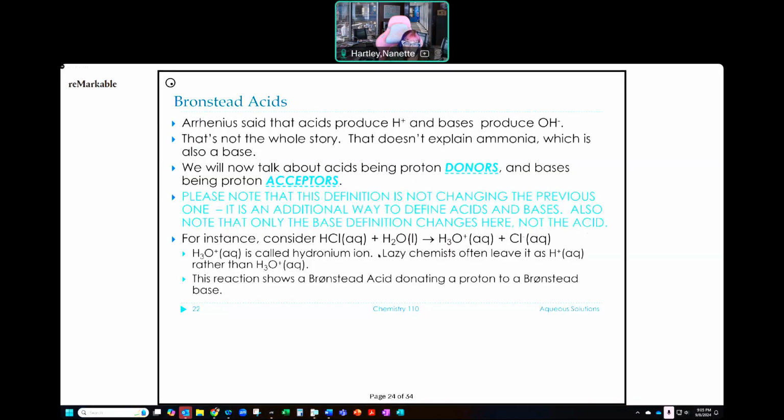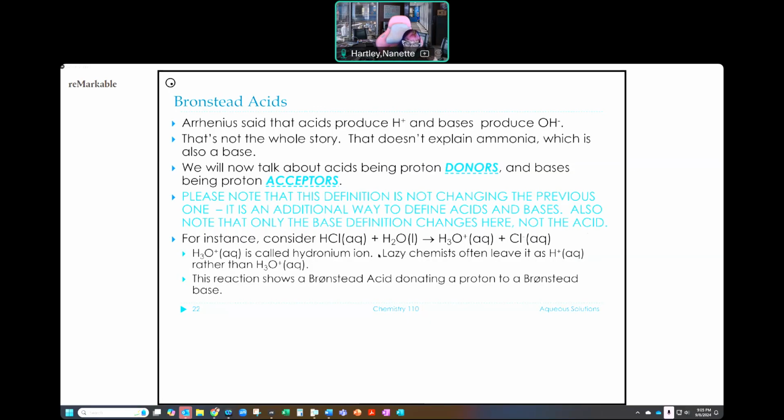Now, Bronsted acids. When we talk about that definition that I just talked about as things that give up H plus or they give up OH minus, that was an Arrhenius definition. So there was this guy, his name was Arrhenius, and that was how he defined them. Okay. There's a more general definition that this guy Bronsted came through, and he said, well, that doesn't really suffice because it doesn't explain everything.